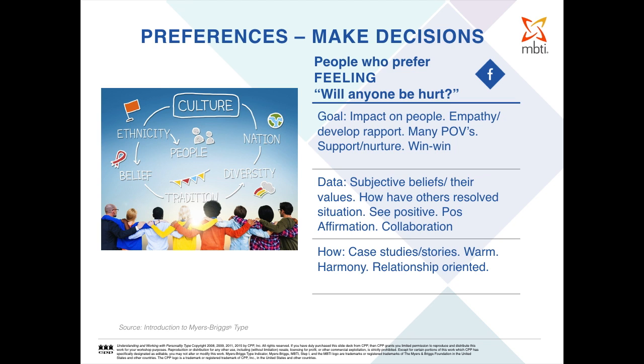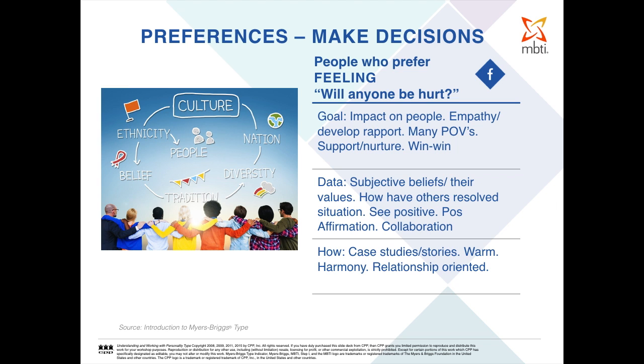They can see the positive in any situation that you give them. So you may present a lot of hard, bad news, and they say, well, the good news is that now we know. Now at least we know. And they like positive affirmations. They like to collaborate. They prefer case studies and stories about how other people handled that decision. So they prefer that type of data. They're warm. They really care about harmony, and they're relationship oriented versus task oriented, like people in the other category.